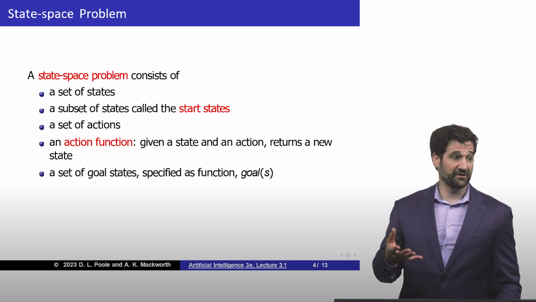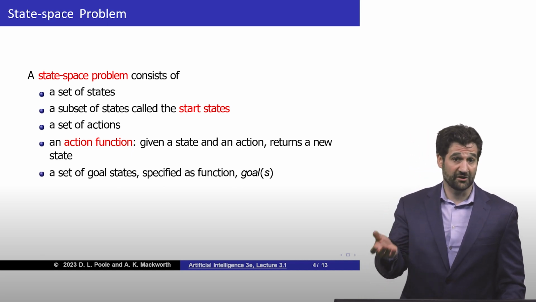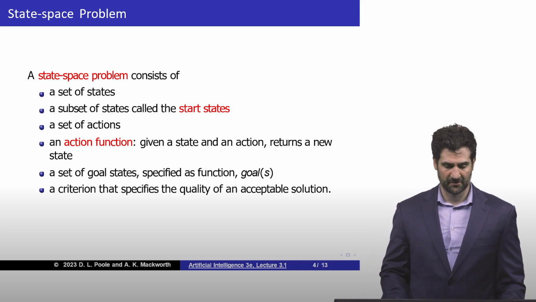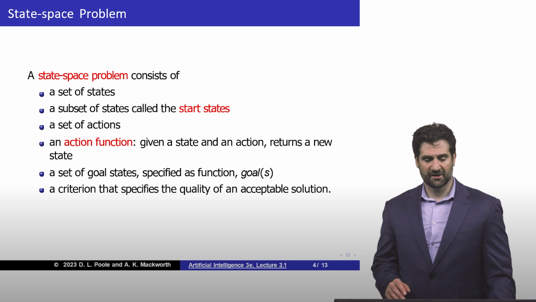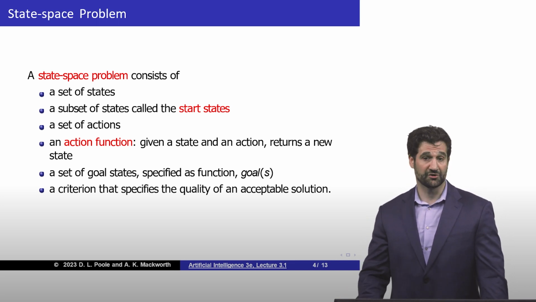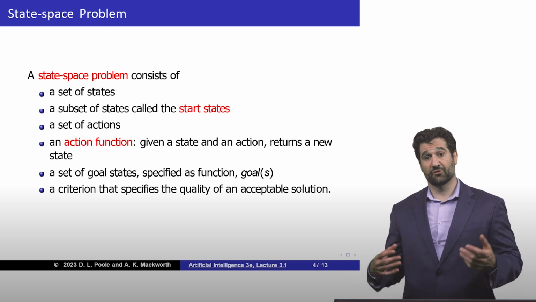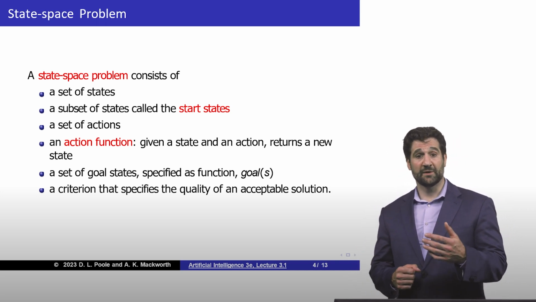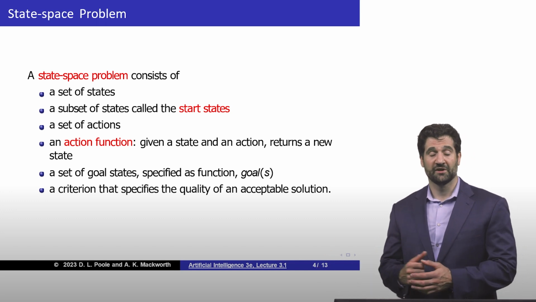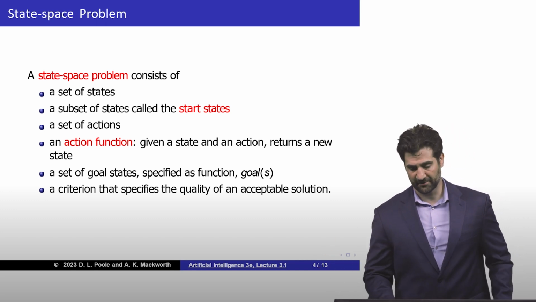Then a set of goal states, so these are the states that you want the agent to reach to have solved the problem. And then a criteria that specifies the quality of an acceptable solution. So, for example, if we're talking about route planning, maybe you have criteria about how much gasoline you use or how many stops you want to take along the way.